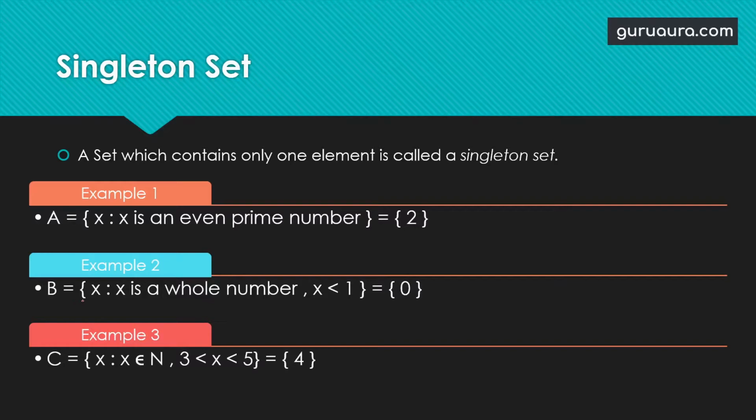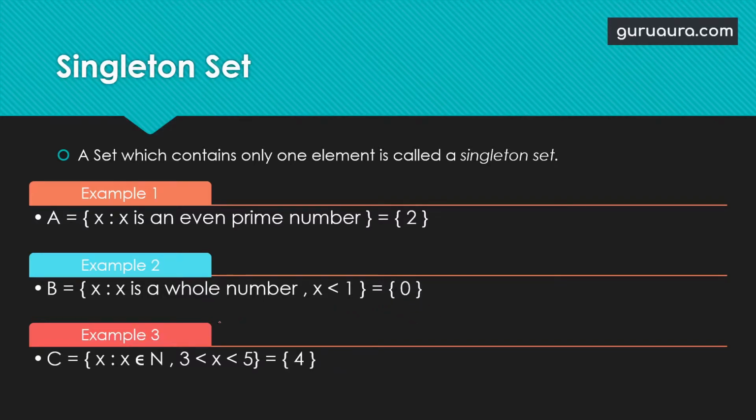Now, the next example says the set of all x such that x is a whole number less than 1. We have only one whole number, 0, which is less than 1. So, set B is a singleton set with only one element, that is 0.